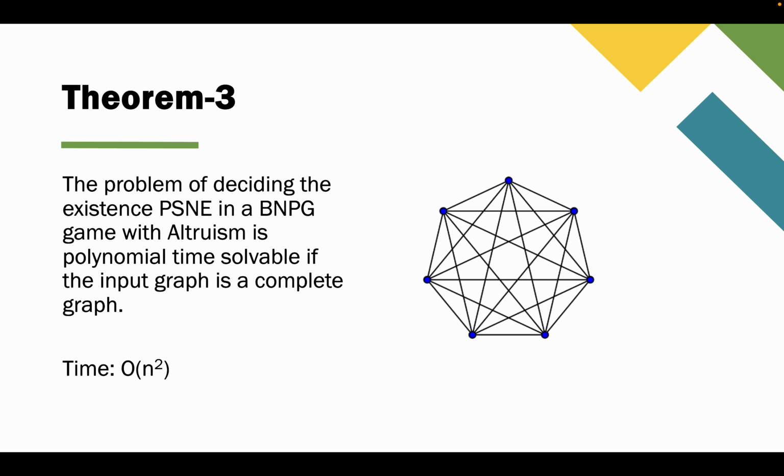Our third algorithmic result is that if your graph is a complete graph, then you can decide the existence of PSNE in polynomial time. And we do this by exploiting some nice structural features of the complete graph, and we end up getting a simple algorithm.